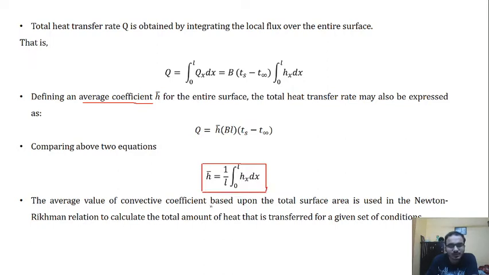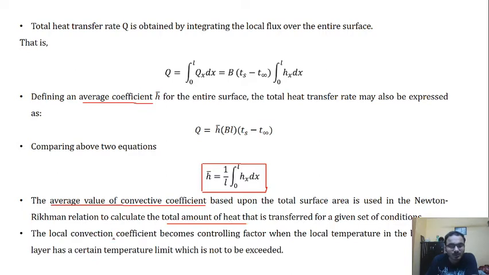The average value of the convection coefficient based upon the total surface area is used in Newton's relation to calculate the total amount of heat transfer for a given set of conditions. So the average value of the convective coefficient will be used to calculate the total amount of heat flow. Now the local convection coefficient, Hx, becomes a controlling factor only when the local temperature in the boundary layer has a certain temperature limit which is not to be exceeded. So this is based on the local conditions.